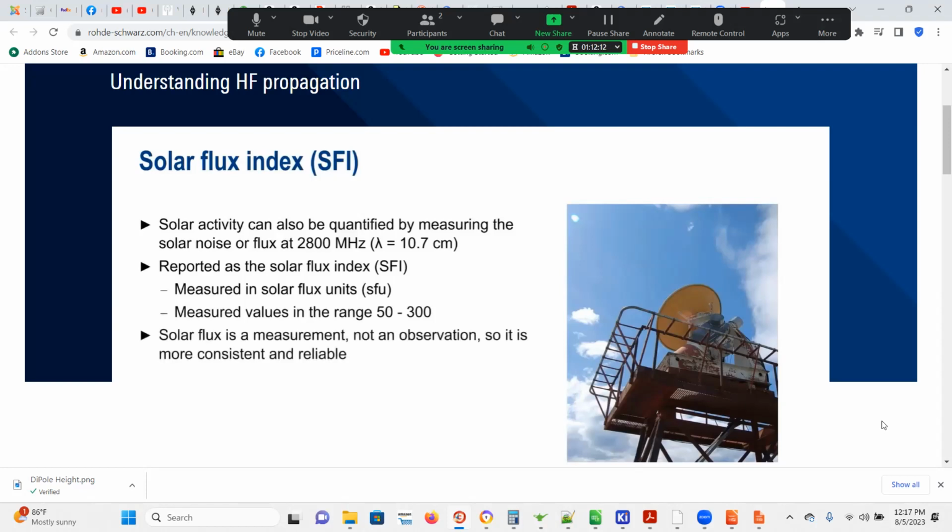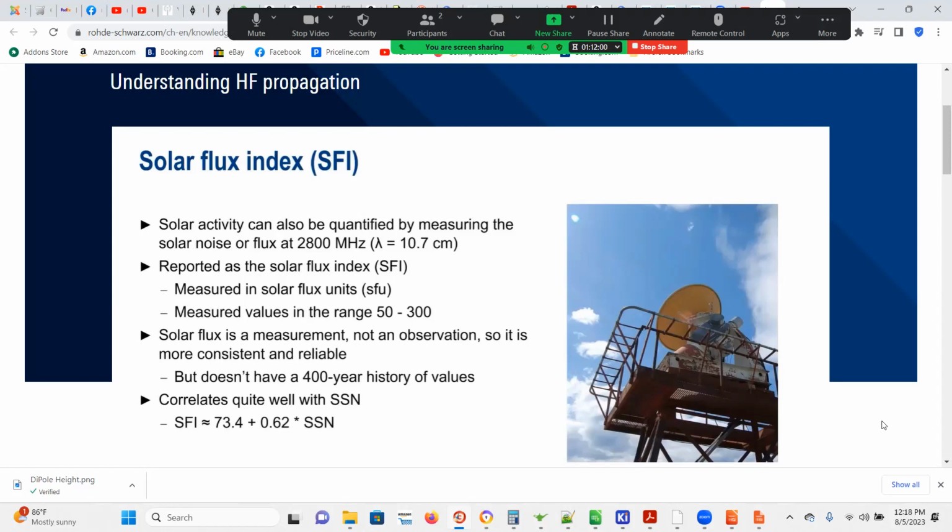Since solar flux is a measurement, not an observation, it tends to be more consistent and reliable than sunspot number, but it also doesn't have the same 400-year history of values. However, solar flux values tend to correlate quite well with sunspot numbers. Like sunspot number, higher values of solar flux mean higher maximum usable frequencies and better HF propagation.